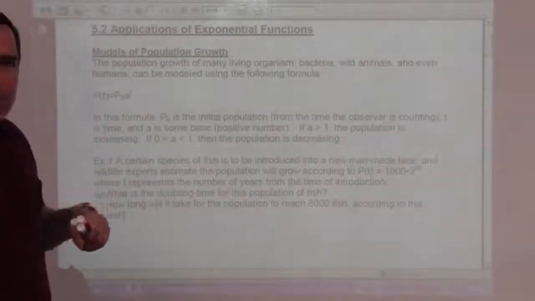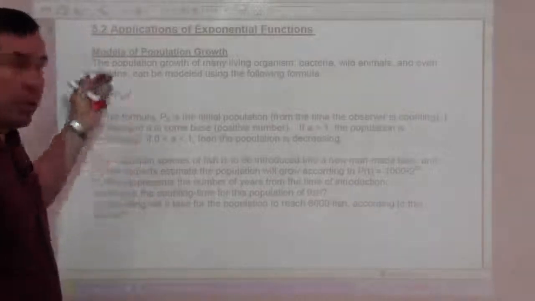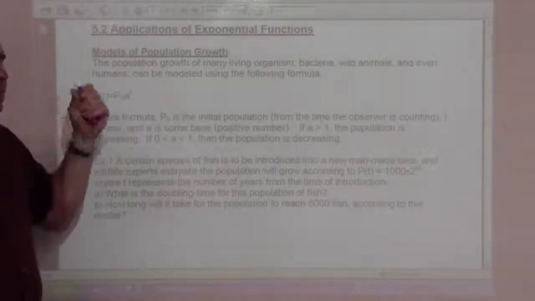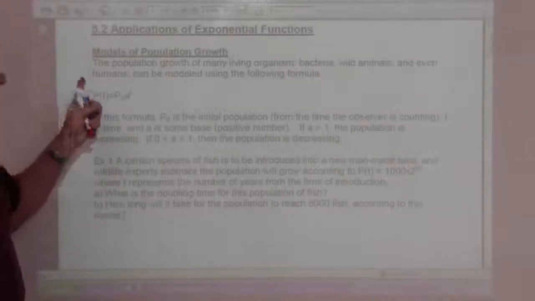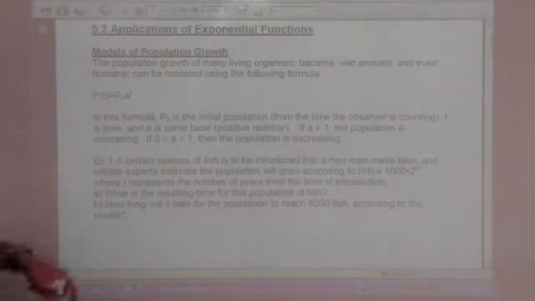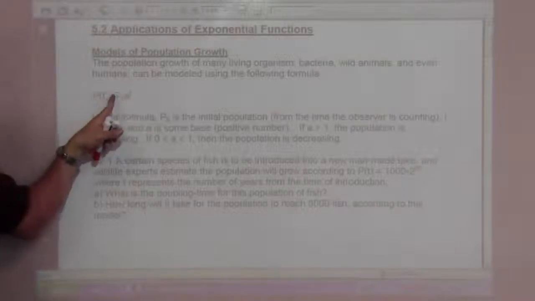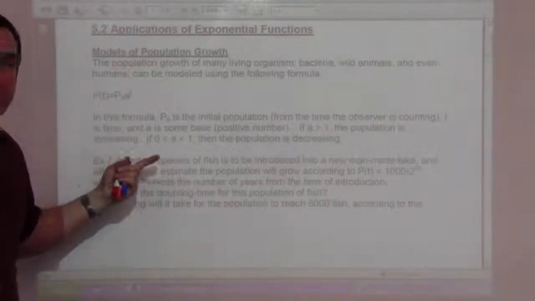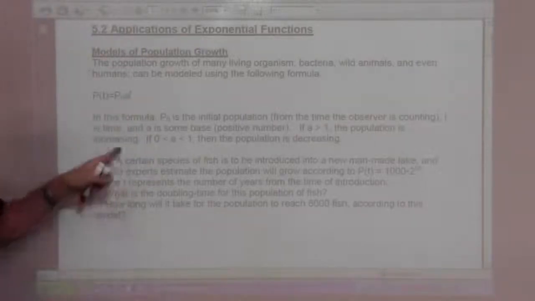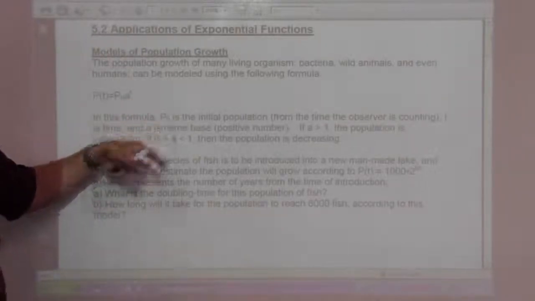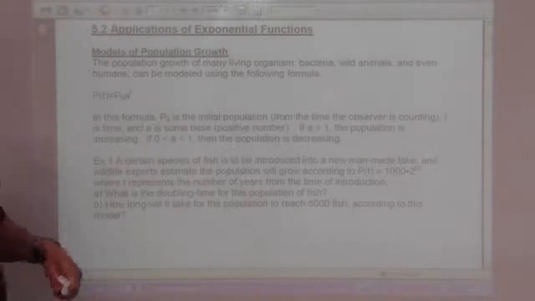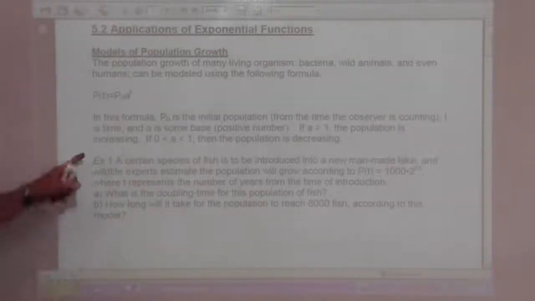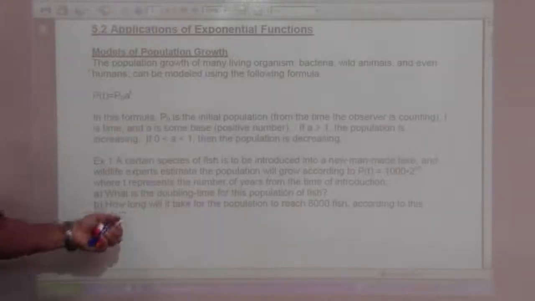Population growth is a very popular thing that uses exponential functions. The population growth of many living organisms, bacteria, wild animals, even humans, can be modeled using the following formula. P of t equals p sub 0 times a to the t. In this formula, p sub 0, called p naught, is the initial population from the time the observer is counting. t is time and a is some positive base.